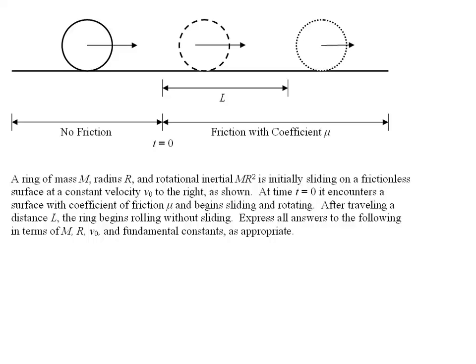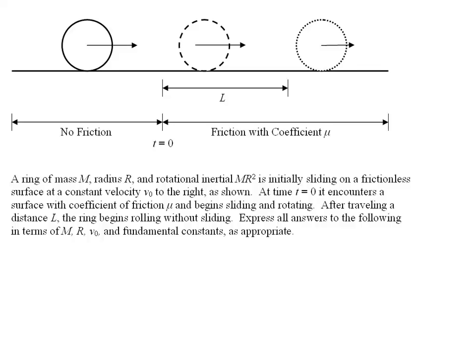A ring of mass m, radius r, and rotational inertia mr squared is initially sliding on a frictionless surface at a constant velocity v0 to the right as shown. At time t equals 0, it encounters a surface with coefficient of friction mu and begins sliding and rotating. After traveling a distance L, the ring begins rolling without sliding.